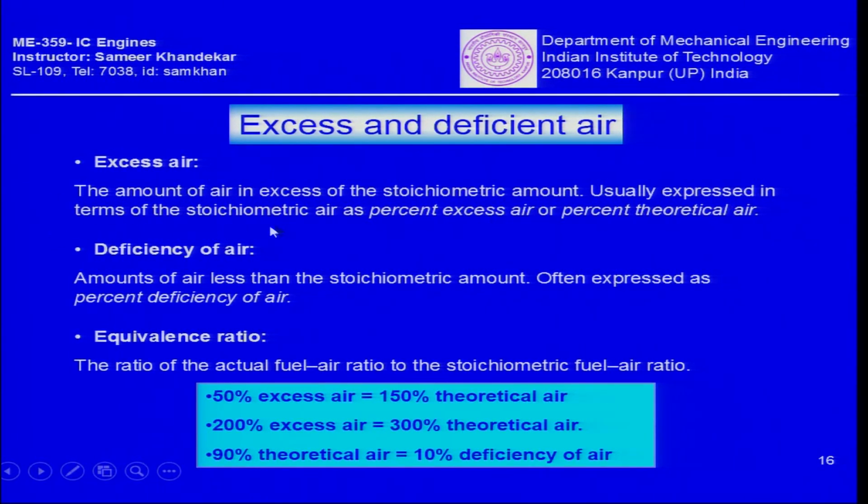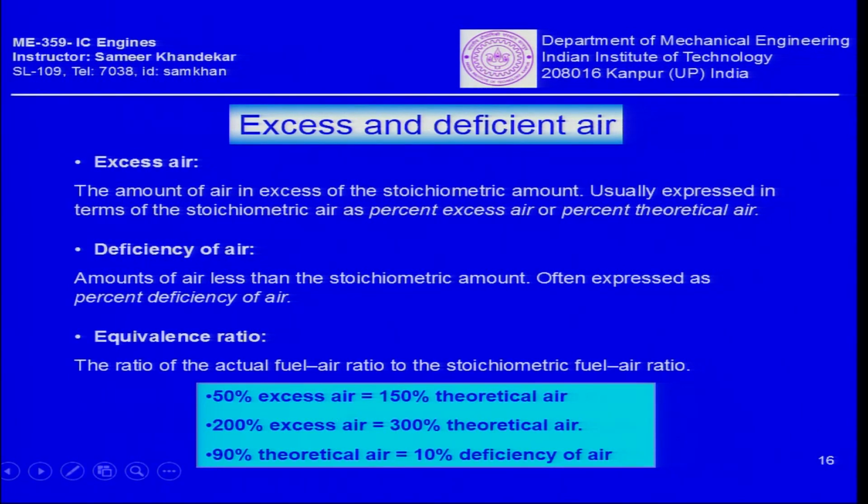It is usually expressed in terms of stoichiometric air as percentage excess or percentage theoretical air. For example, 50% excess air means 150% theoretical air. That means 50% excess means over and above the stoichiometry you are supplying more air. There are several reasons to supply more air, which we will discuss subsequently. If the time available is less, you want to increase the probability that every fuel molecule actually encounters an oxygen molecule in close proximity in the given time, and therefore you may like to supply a little excess air.